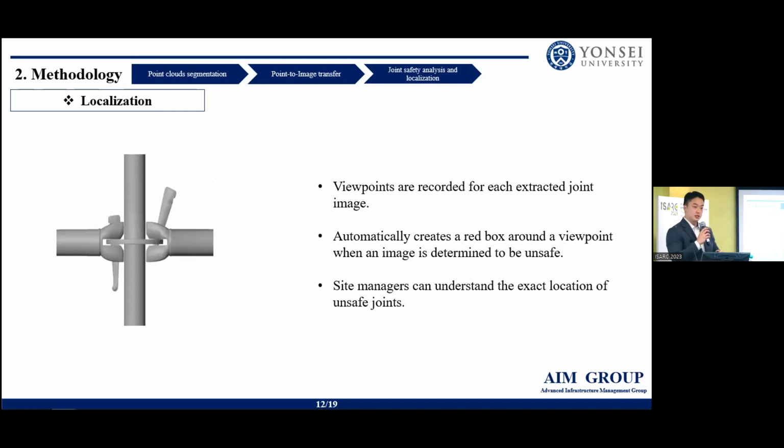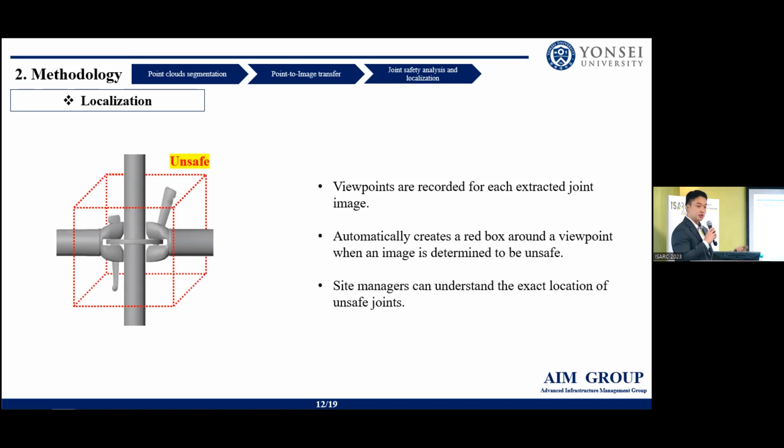After we analyze the safeness of the joint, we now need to localize the troublesome joints on the 3D map. To do this, we numbered the joints automatically, and each numbered joint has a corresponding viewpoint that we calculated before. That viewpoint is actually the exact location of the joint. So we made a function to automatically create a red box around the viewpoint when an image is determined to be unsafe, just like this. We'll show you an example of this after the experiment parts.